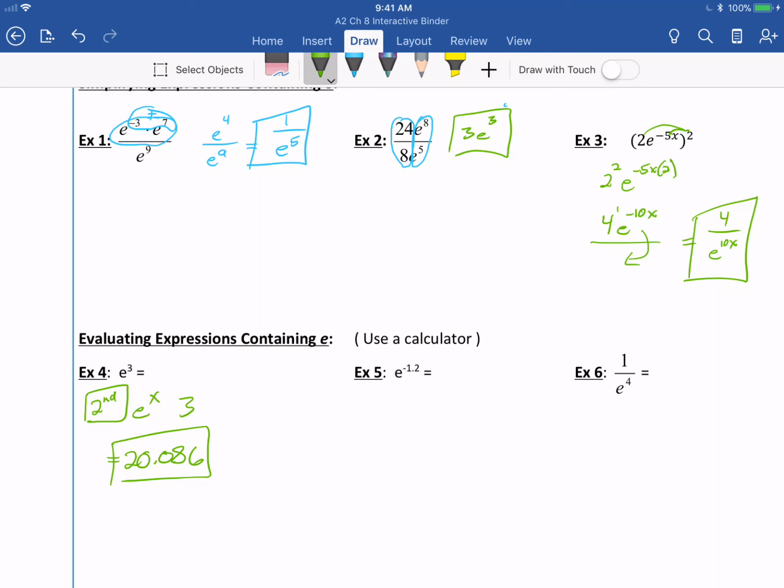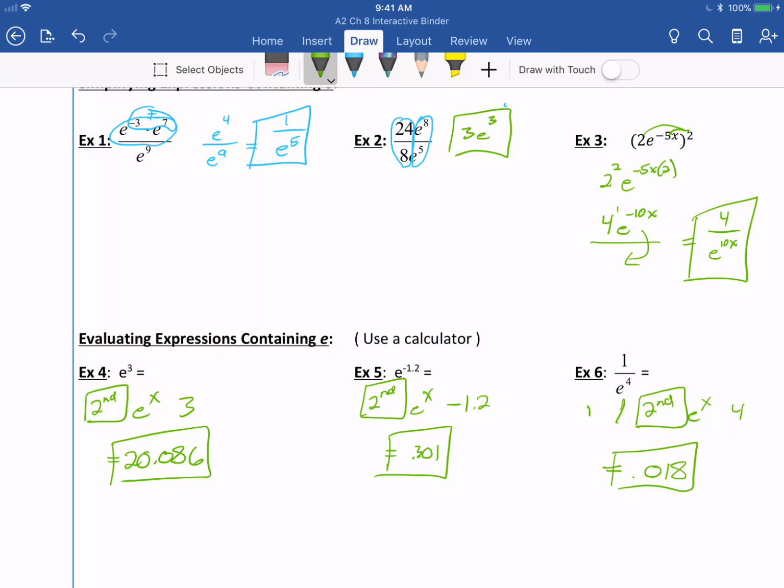Here we go. So this is the same guy. You can go second in your calculator, you can go e to the x, and you can just put in negative 1.2, and you should end up getting 0.301. All right, and this guy over here, you just do 1 divided by second e to the x to the fourth. And if you plug that in your calculator, you should get 0.018. All right, so make sure you know how to put those guys in your calculator. That's going to be important for when we graph them here in a little bit.